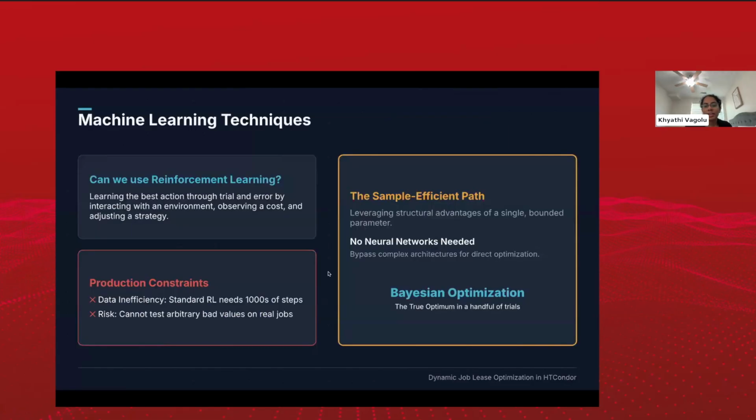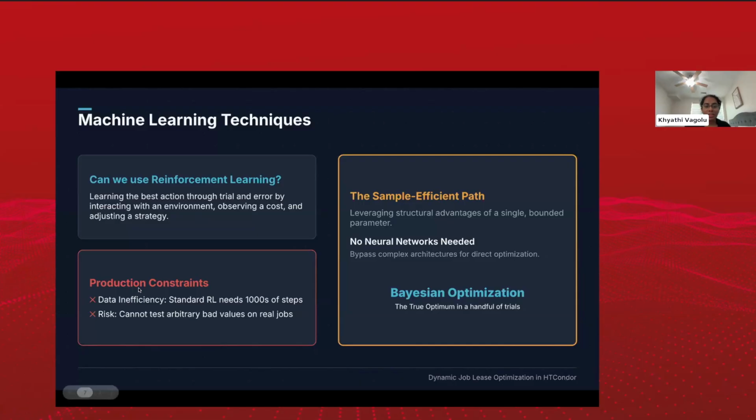And we wanted to see if in this sort of a setting, is there any machine learning technique that we can use to actually optimize and find that true theoretical minima that we have. And when we looked at reinforcement learning, it basically finds the best action by trying out various values and interacting with the environment, observing how that value is impacting the environment, and adjusting our strategy based on that.